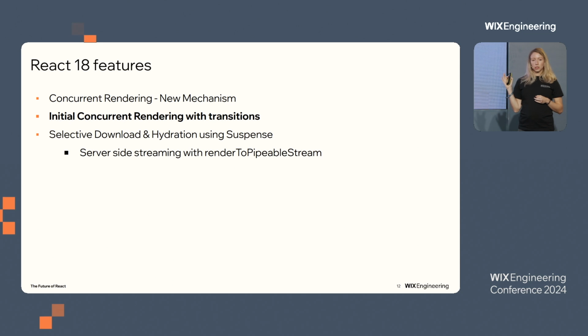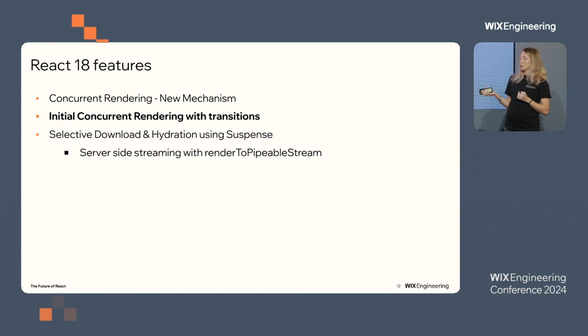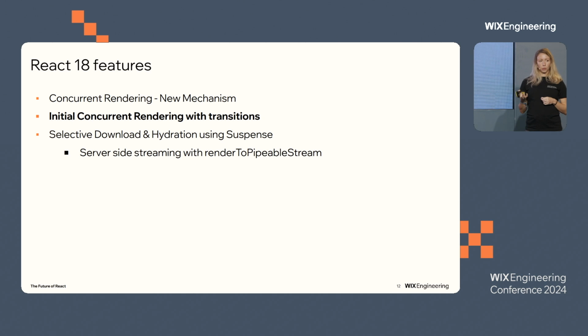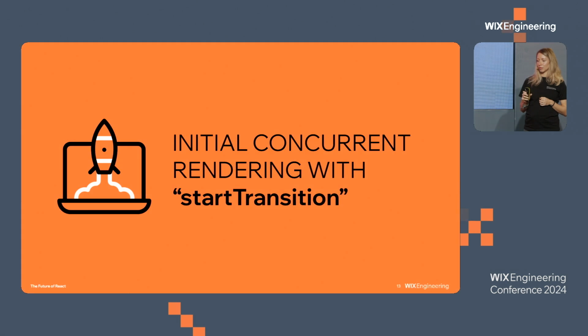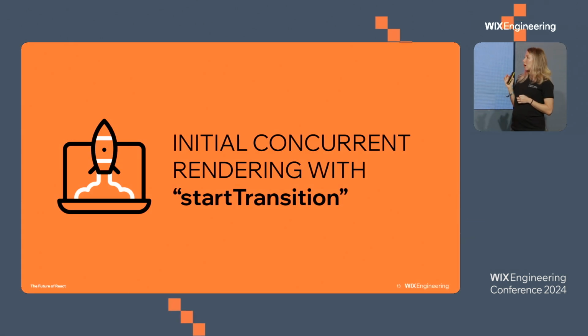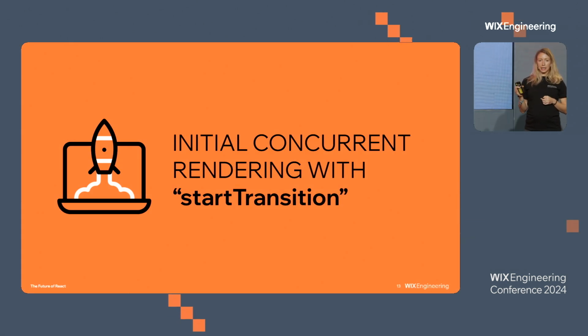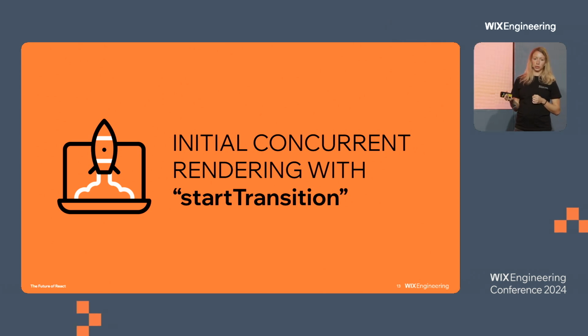So that brings us to the first feature we applied, which is initial concurrent rendering. We will first understand what exactly that means, and then we will see the before and after results of applying it. So we marked our initial app rendering as a transition. And most of our sites at Wix contain a big amount of components, so the first rendering process can become very long.